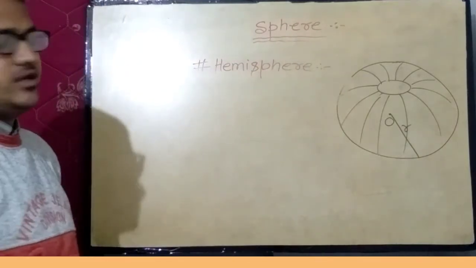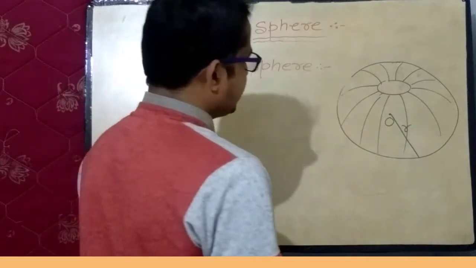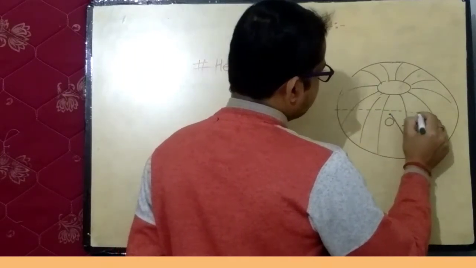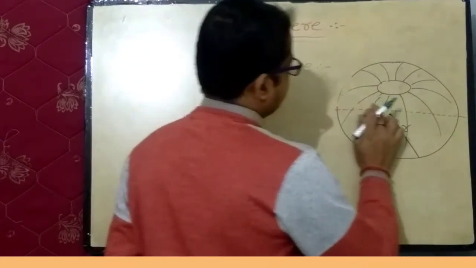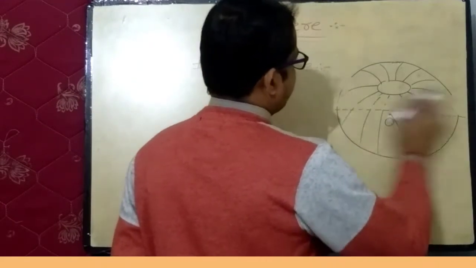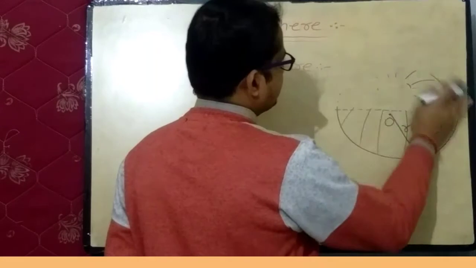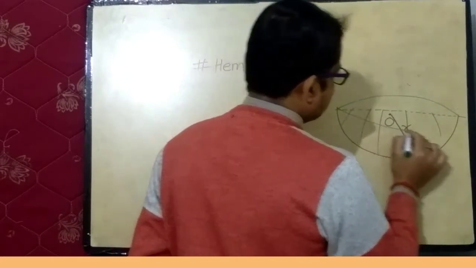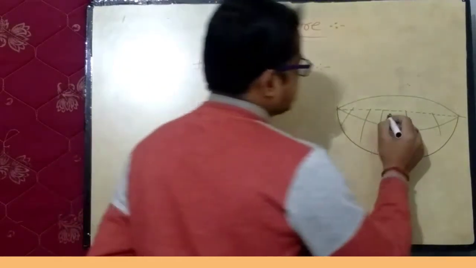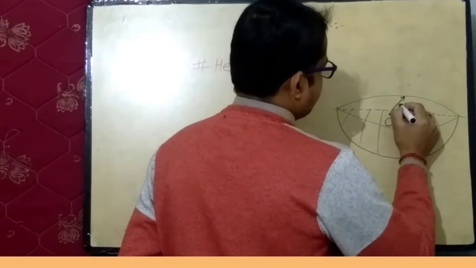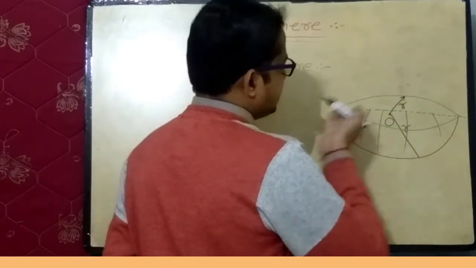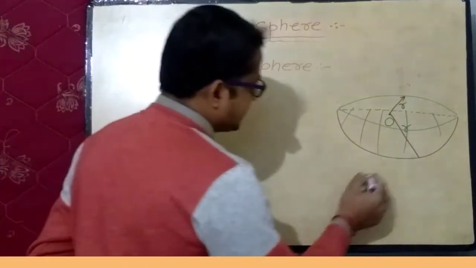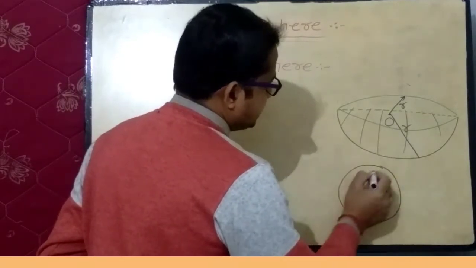Now the next topic is hemisphere. Suppose this sphere is divided into two parts from the middle. So what will you get? You will get an object which is just like this. This is the radius of a sphere, that is small r, and this is the top part of the sphere, which is in the form of a circle. So we can say that the top part of this sphere is in the form of a circle.